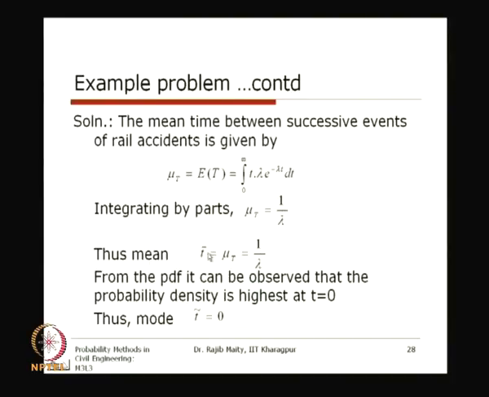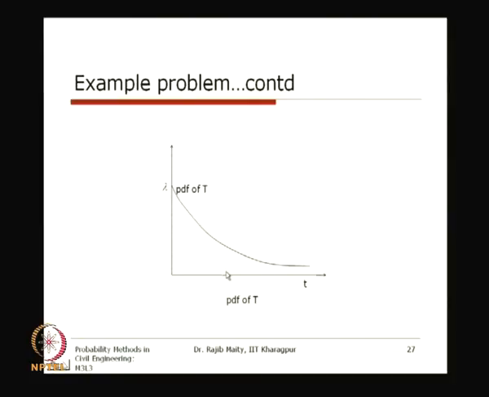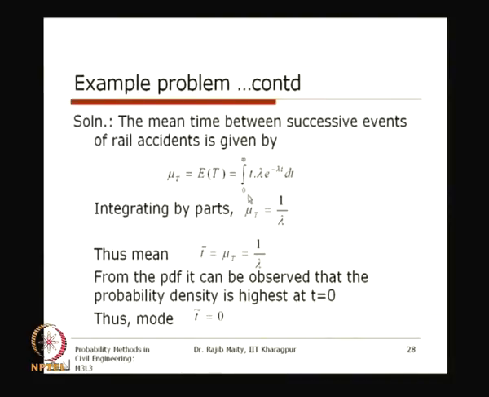So, the mean, mu t, is 1 by lambda. From the PDF, it can be observed that the probability density is highest at t equals 0. If we look at the density values, at t equals 0 itself the magnitude of this PDF is maximum, which is lambda. So, from the definition of the mode, we can say that the mode, that is t tilde, is equal to 0. So, mode is at 0, mean is at 1 by lambda.